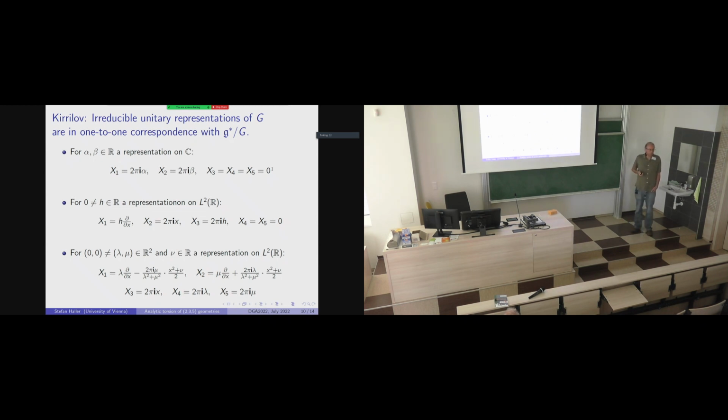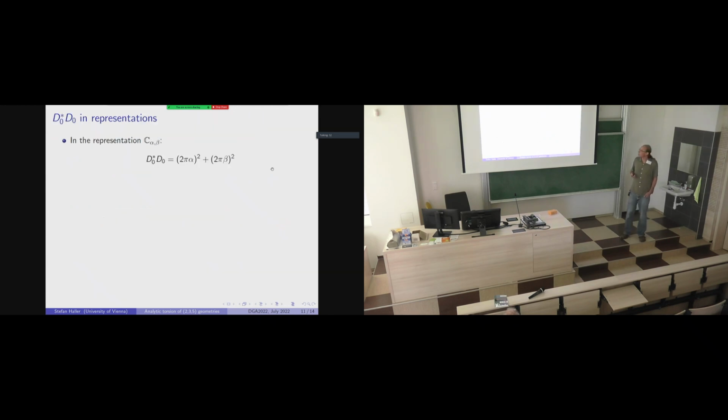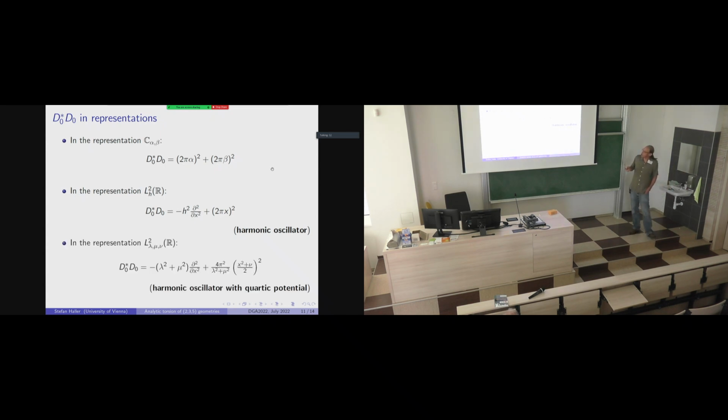Let's look at what the Rumin complex looks like in these representations. For simplicity, I will only consider the operator d0 star d0. On the nil manifold, this is a sublaplacian that just differentiates in the directions of the rank 2 bundle. In the one-dimensional representation, it's just multiplication with a scalar. That's not very interesting. But in the Schrödinger representations, that will give you a harmonic oscillator. And in the representations of the third kind, this is going to be an oscillator with a quartic potential, a quartic oscillator.